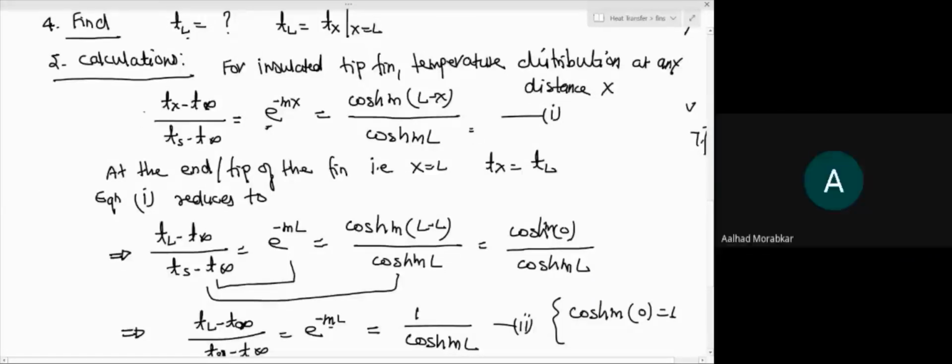My question is, we have there cos h m, so L minus L becomes 0. So how can we write 1? In the second equation, you have written in the bracket cos h m in the bracket 0 is equal to 1. So we don't know the value of m. So how can we equate it to 1?